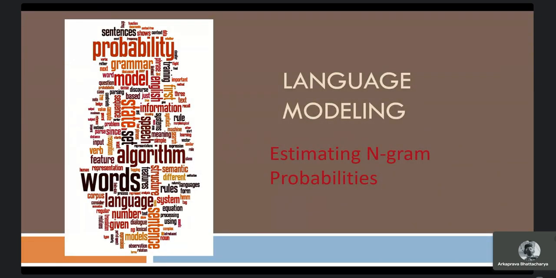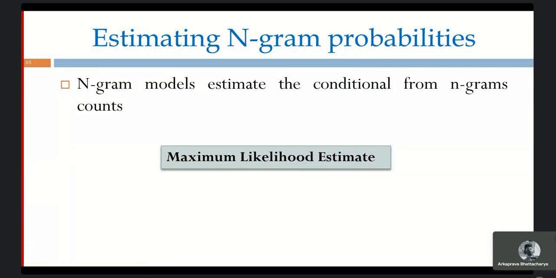So how do you estimate the n-gram probabilities? This is where the maximum likelihood estimate comes in, because I can't go with considering all the probabilities. Now this is where the one which has the higher probability has to be considered. So this is what we call the maximum likelihood estimate.